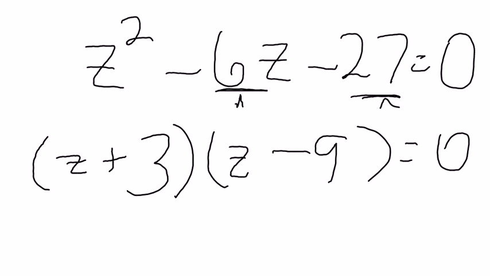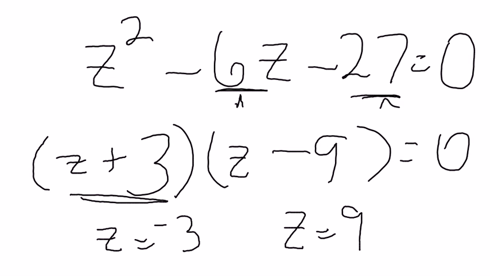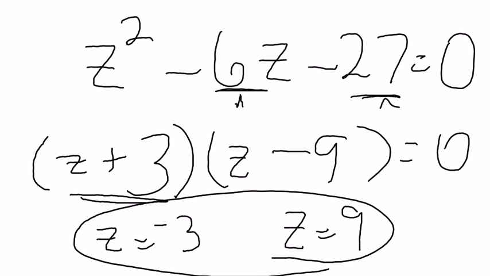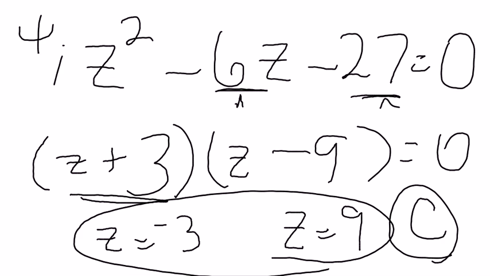So now I can solve. For this one to be 0, z would have to be negative 3. And for this to be 0, z would have to be 9. So there's my answer, and that's C, letter C. And that was number 4, by the way, on quiz 3. All right, let's move on.